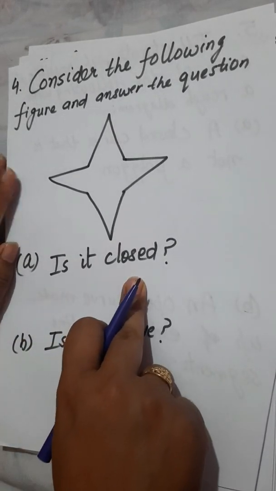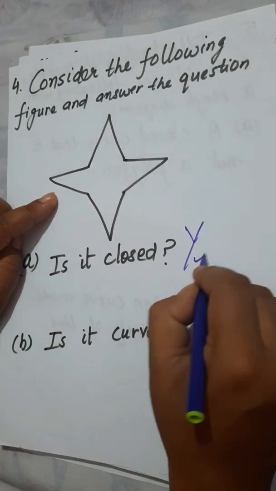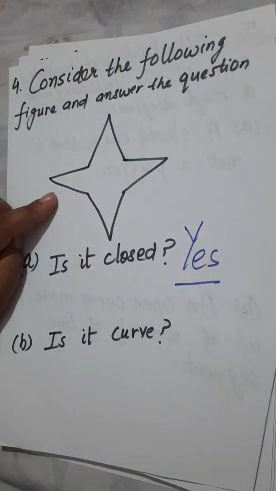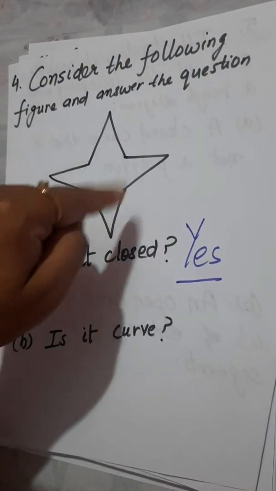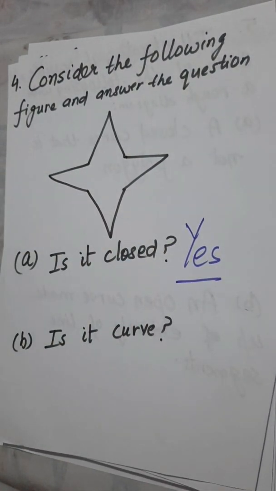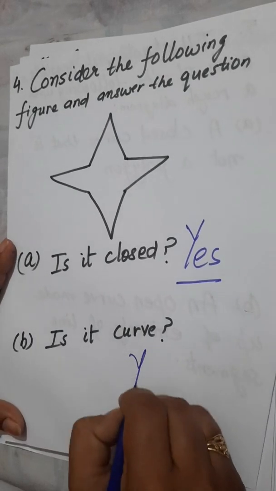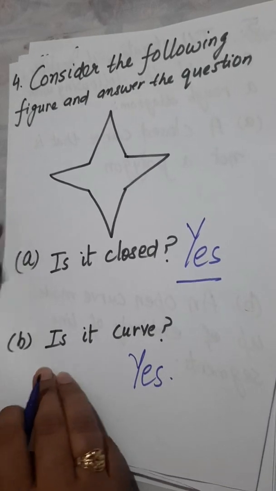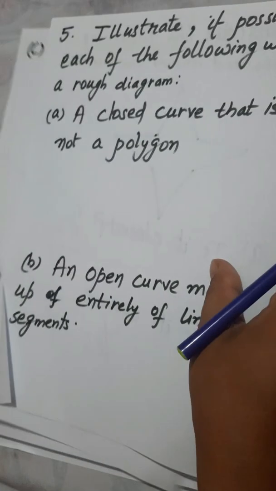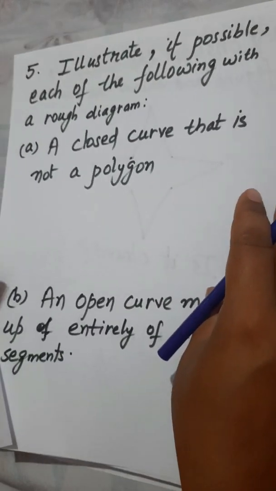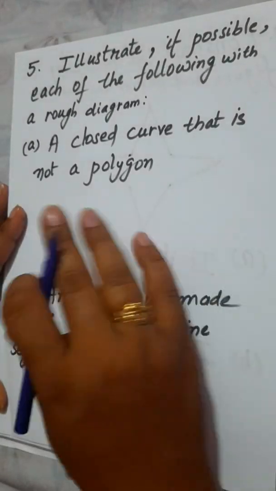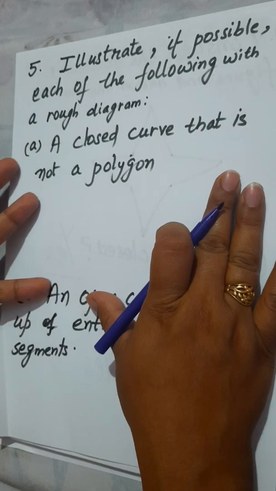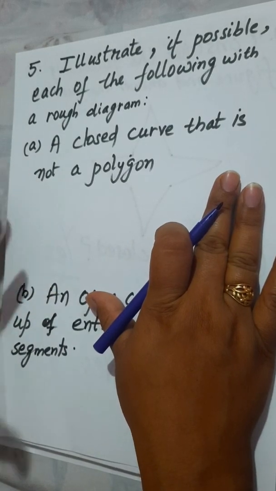Is this figure closed? Yes, this figure is closed. Is it curved? As we know that any drawing without lifting a pencil is curved. So the answer is yes. So this is all with question number 4. Then next we have question number 5. Illustrate, if possible, each of the following with a rough diagram. Illustrate means you have to draw a diagram if possible.